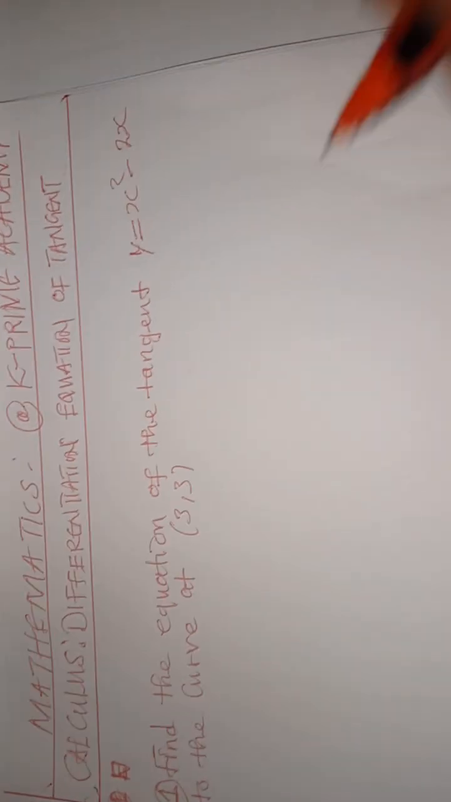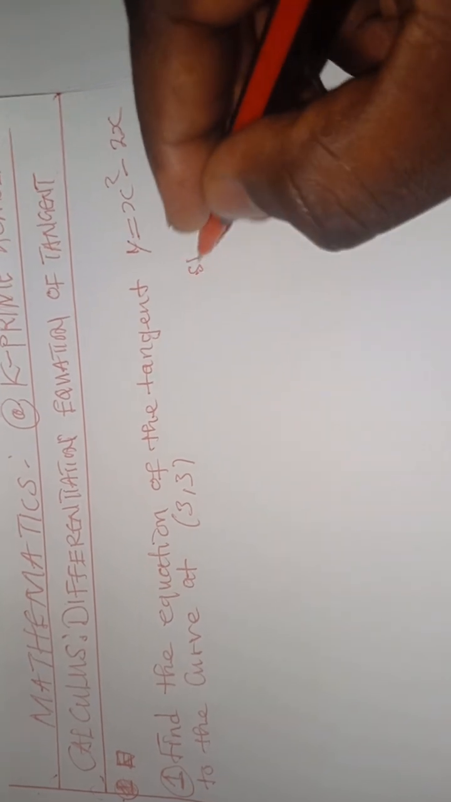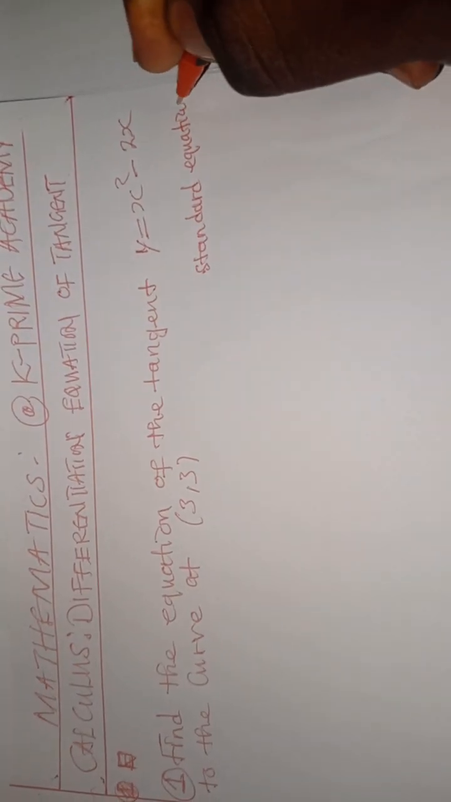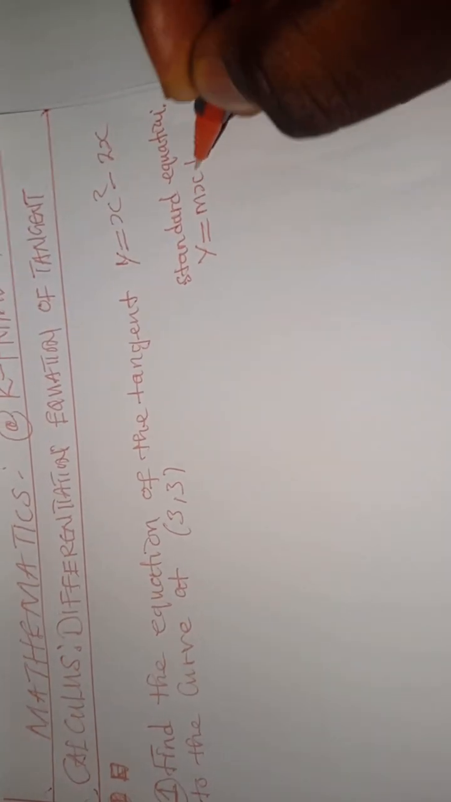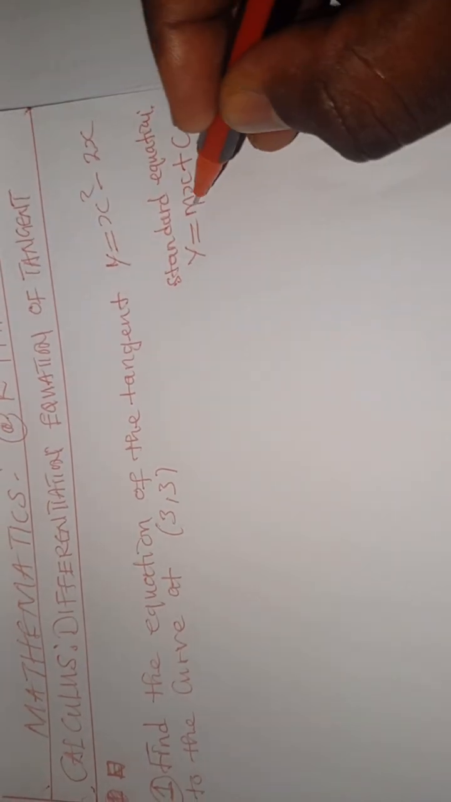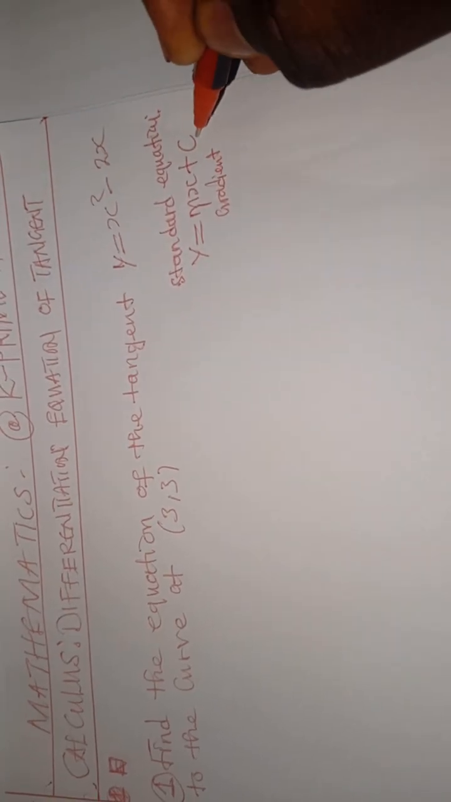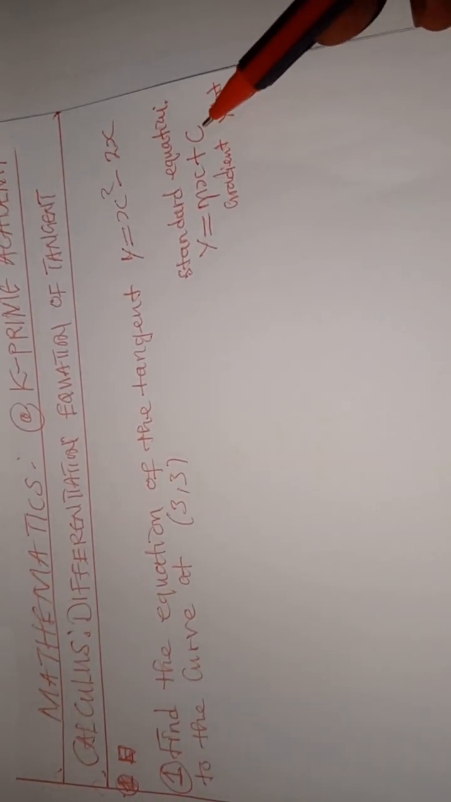So now, to start with, let us understand the basics. Any equation of a straight line obeys the standard equation. The formula is y equals to mx plus c. So m represents gradient. C represents y intercept.